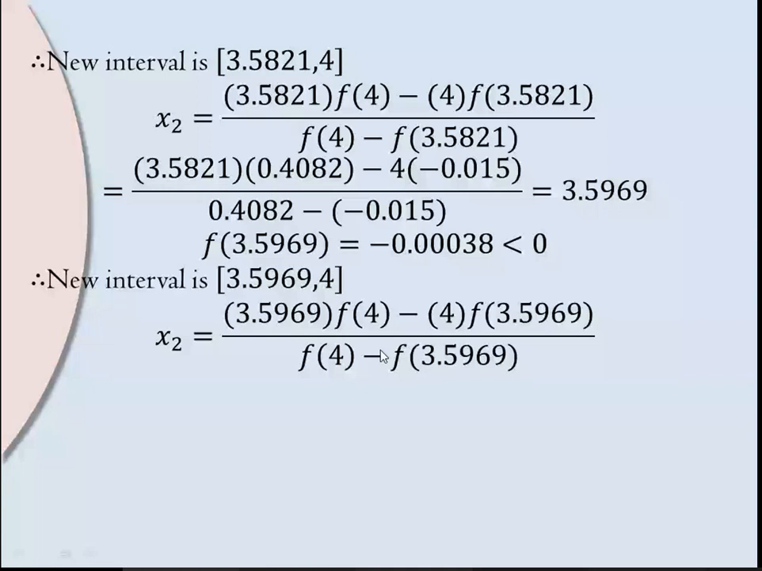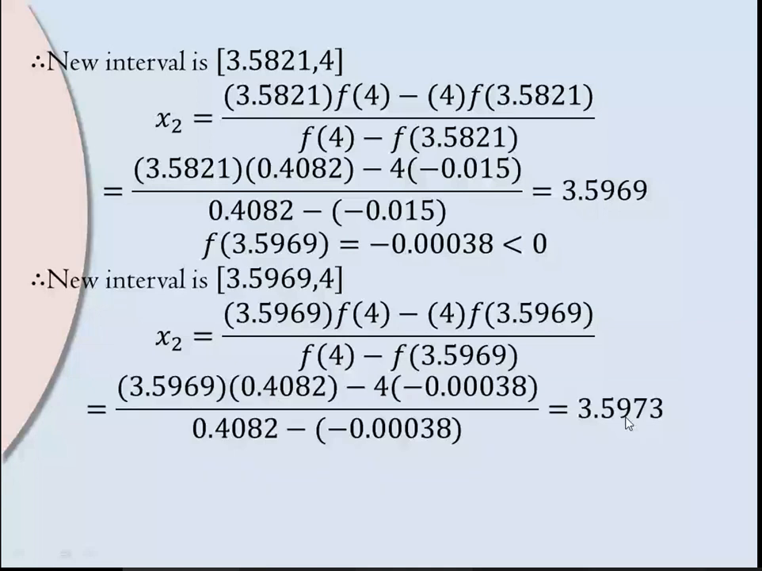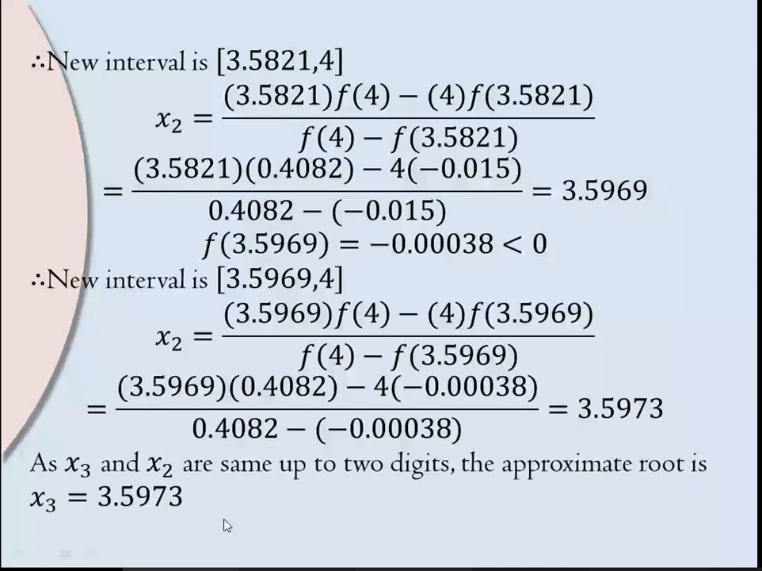It is 3.5973. And you can see 3.59, 3.59, so they are matching up to 2 decimal places. If you want it up to 3 decimals, you can do further. If you want it up to 2 decimals, then you have to stop over here. So here x2 and x3 are matching up to 2 digits. Actually, this is x3; by mistake I have taken x2. So the approximate root will be 3.5973.